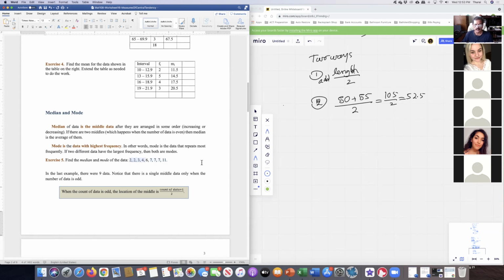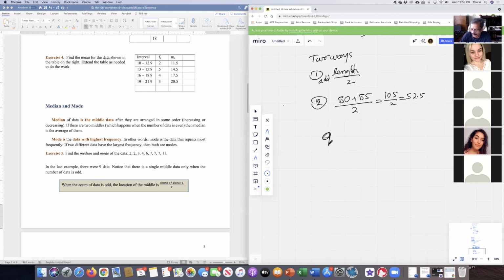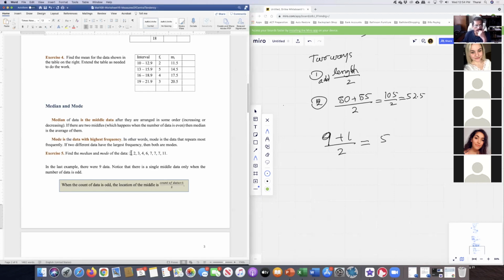But the list can be very long. So if the list is long, how do you identify where the middle is? You take the count of the data, which is 9 in this case, and add 1. When it is an odd number, you add 1 and divide by 2. That'll tell you where the center is, where the median is. 10 over 2, 5. That means the 5th number is the median. So you go to the 5th number, count from the left, and that's 6. So that is the median.